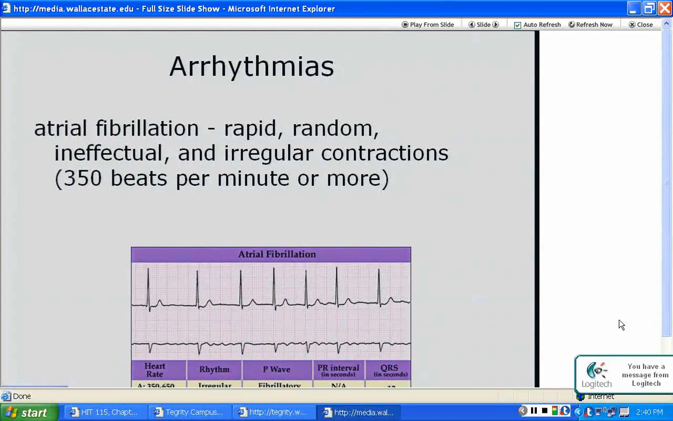Alright, I'm not asking you to know about all these arrhythmias, but I do want you to know about atrial fibrillation. In atrial fibrillation, the heart is beating very rapidly with ineffectual, irregular contractions. We're talking 350 beats per minute or more. And this is what the EKG strip looks like when the person's in atrial fibrillation. Also abbreviated AFib or atrial fib, atrial fibrillation. The atria are rapidly contracting at an irregular rate.